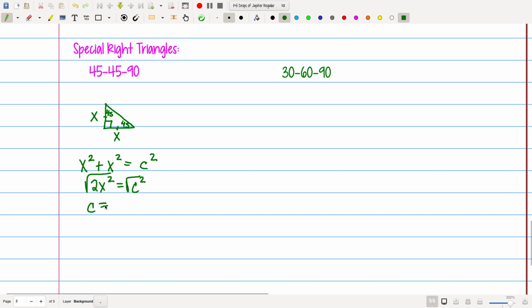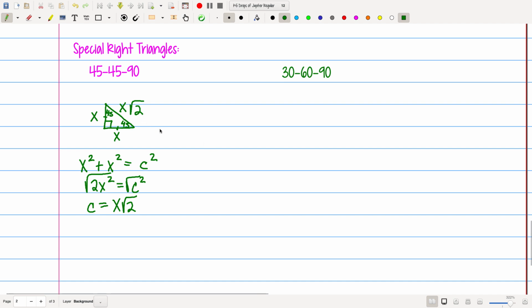And c equals, now, remember, I can't do anything with square root of 2, so that's going to stay in there. But if I take the square root of x squared, those are going to cancel each other out. And so x comes out of there, and that's the square root of 2. So my hypotenuse is x square roots of 2. So if my sides are 5, both of these legs would equal 5. My hypotenuse is then 5 square roots of 2. If both of my legs are 3, then my hypotenuse would be 3 square roots of 2.